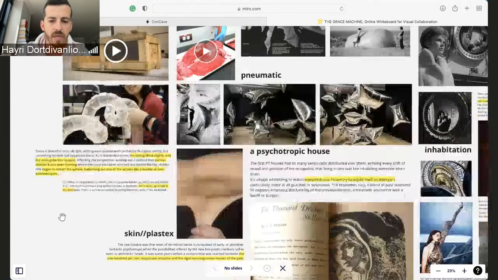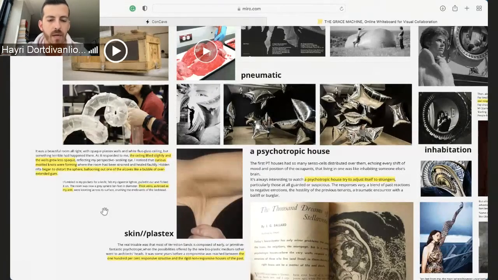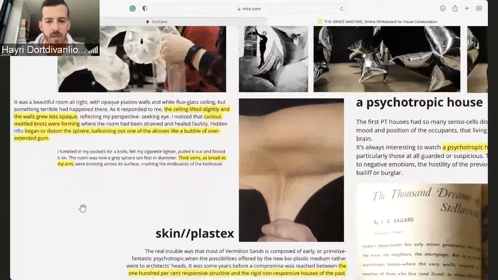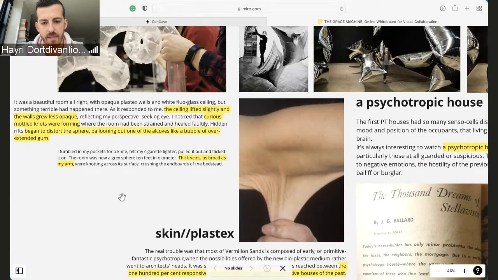While Ballard is describing Gloria and her transformation, he usually uses organ analogy, and he resembles the form or the movements of Gloria to the workings of an organ. For example, he says, "The room was now a gray sphere, 10 feet in diameter. Thick veins as broad as my arm were knotting across its surface, crushing the end boards of the bedspread."